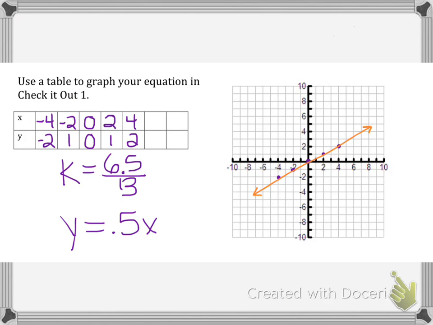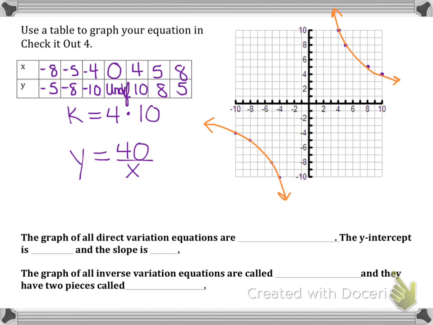Now let's take a look at your answers for the graphs of both direct variation and inverse variation. We should get an equation if we solve for k of y equals 0.5x. If I choose some values very carefully, I can go ahead and plot that line. I notice that my y-intercept is 0 and my slope would be 1/2, so I can go ahead and plot that line.